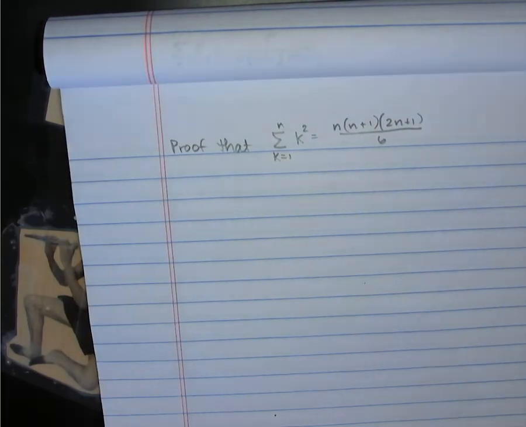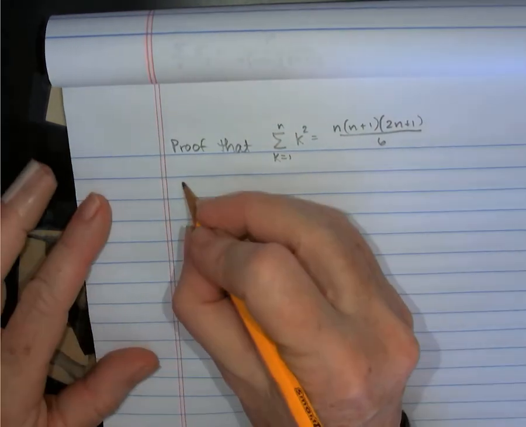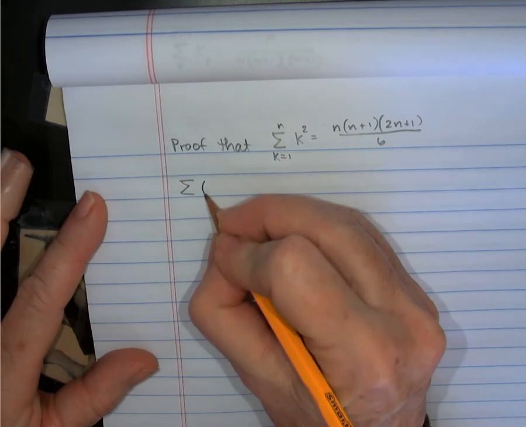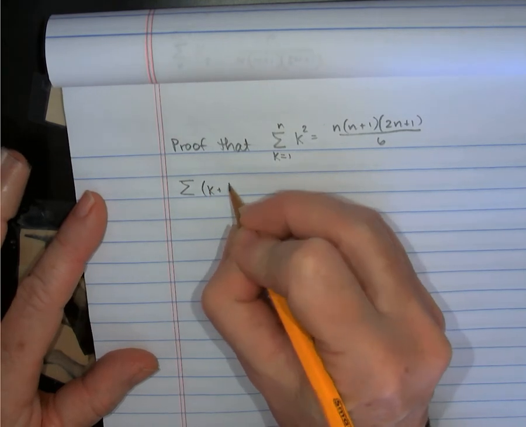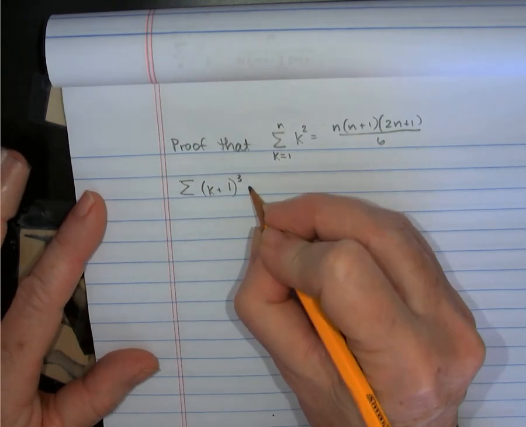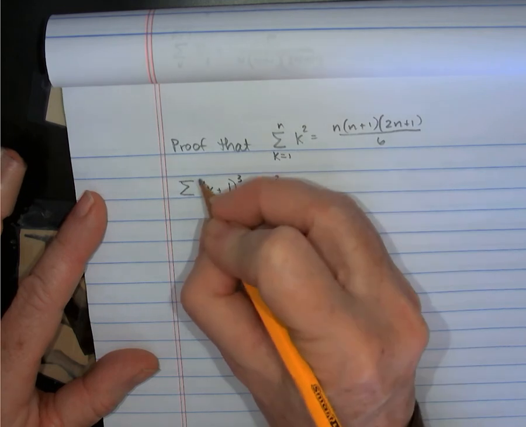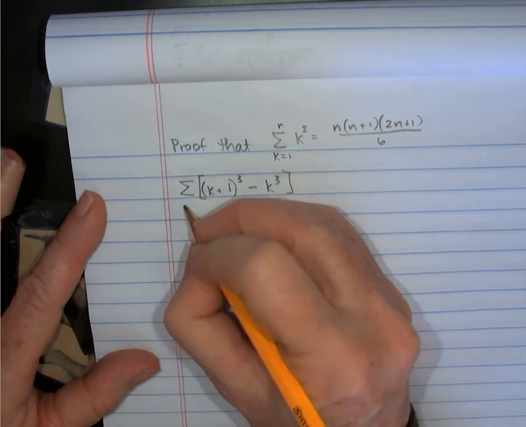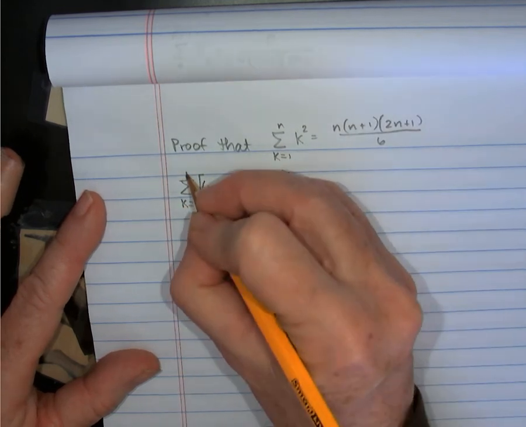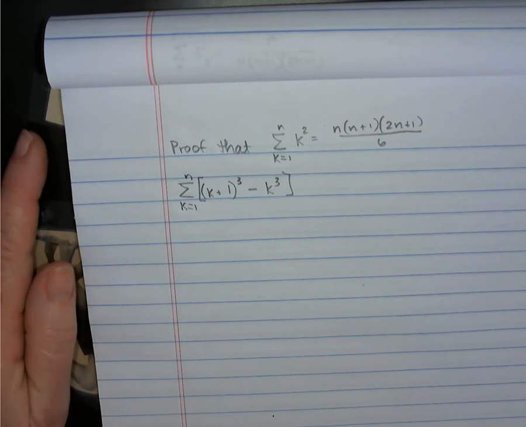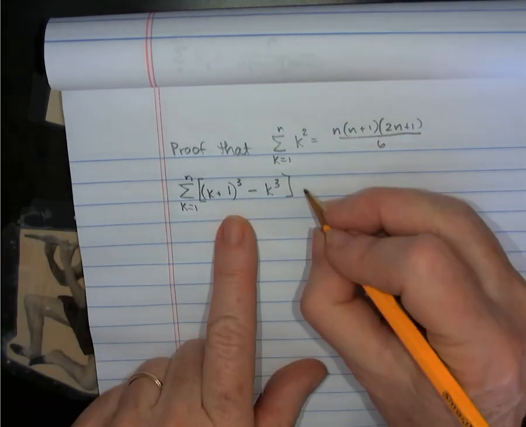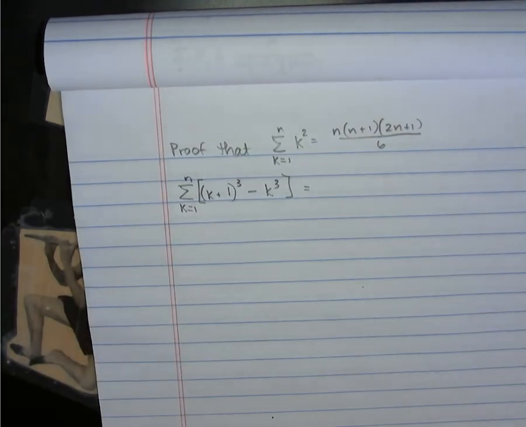We're going to do something that's really sort of fun. We're going to start with the sum of k plus 1 cubed minus k cubed. Why, you ask? Because I said so. And here's how we're going to start. So we're going to back into this two ways.